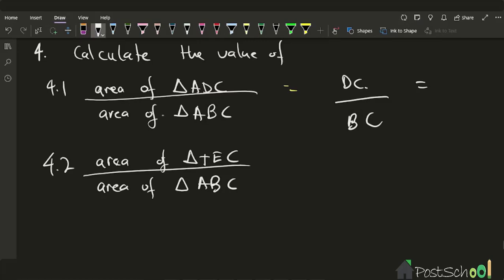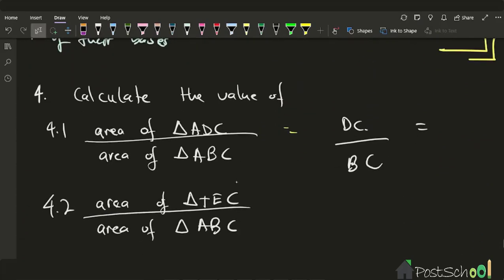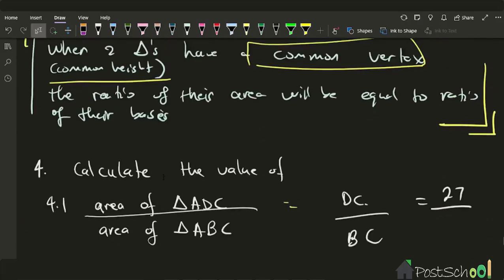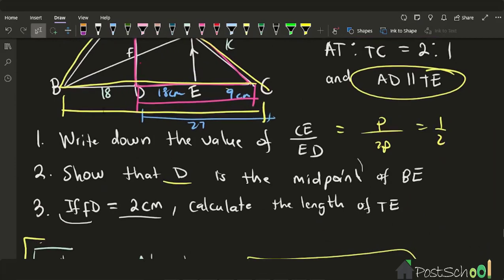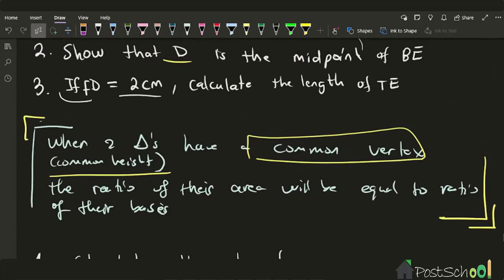Then ubani ku DC, u27, this is 27, and then BC ubani, u27 plus 18. So 27 plus 18, then you punch your calculator to find that this is 3 over 5. So that's how you solve it. Okay, now again, common vertex or common height.